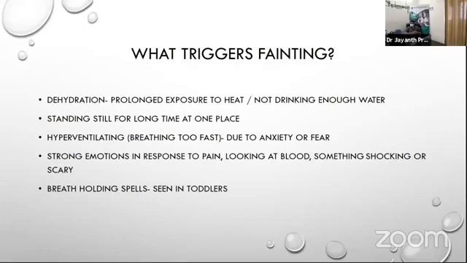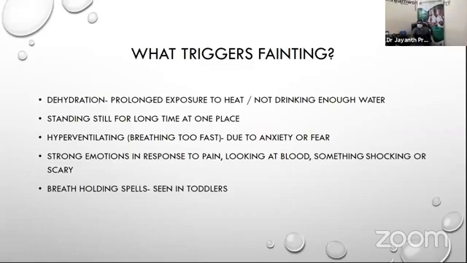So what is triggering fainting? The first and most important one is dehydration. Prolonged exposure to heat or not drinking enough water will lead to less blood volume and therefore less blood supply to the brain. Then prolonged standing at one place, not moving, also leads to pooling of blood in your lower limbs, that is in your legs, and therefore decreased blood supply to the brain. This will also lead to fainting.